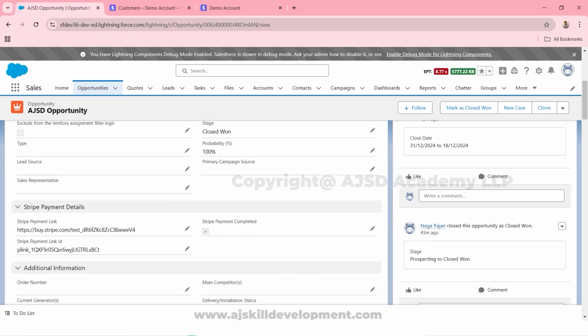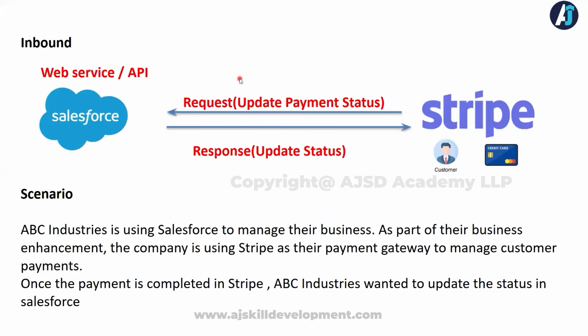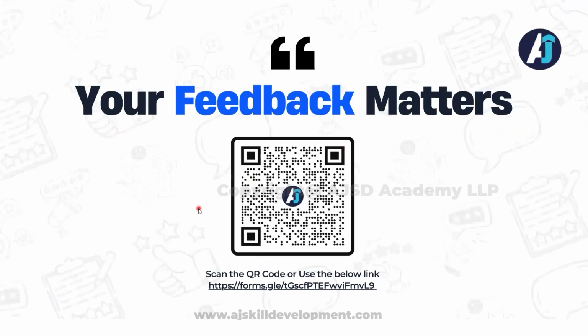Let me quickly go to the presentation and show you the inbound integration once again. The customer is doing the payment in Stripe, which is a third-party system. Due to the inbound integration, the status was sent to Salesforce. Salesforce captured the data, updated the information, and sent the response back to Stripe. Since a request is coming into Salesforce, this type of integration is called inbound integration.